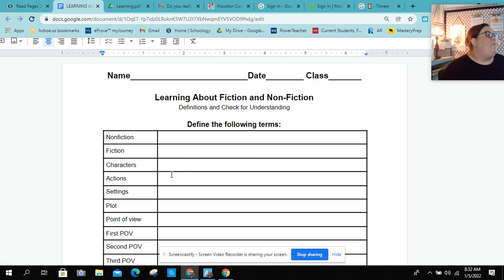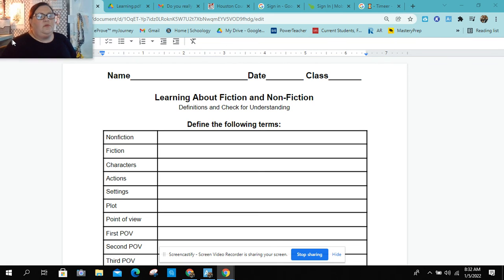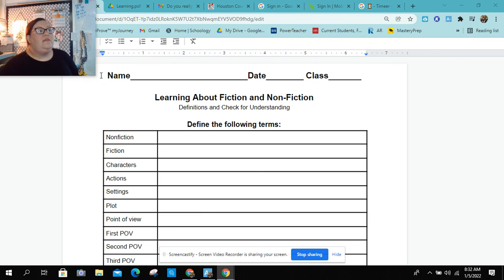If my document is not an option for you and it tells you to click on the document down below, then that is fine too. However it tells you to open it is what you need to do. Okay?